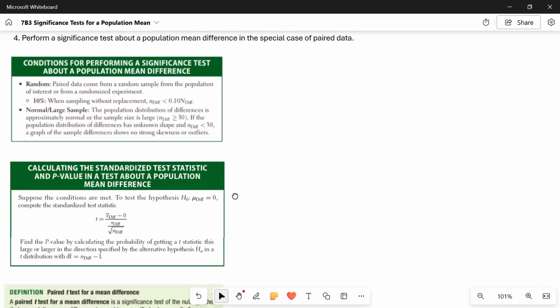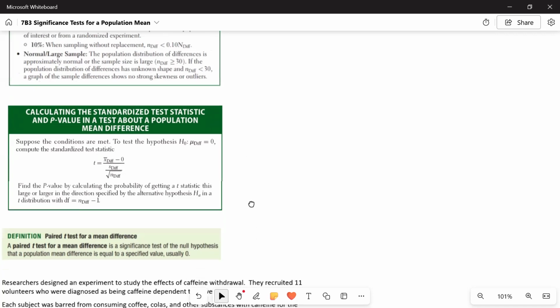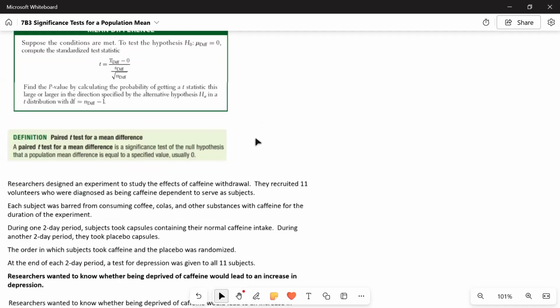Calculating the standardized test statistic in this case, you do the mean difference minus 0 over the standard error of the difference. You subtract 0 because the null in a significance test, when you're trying to detect whether or not there's a difference, is always going to be 0 for our situations here.